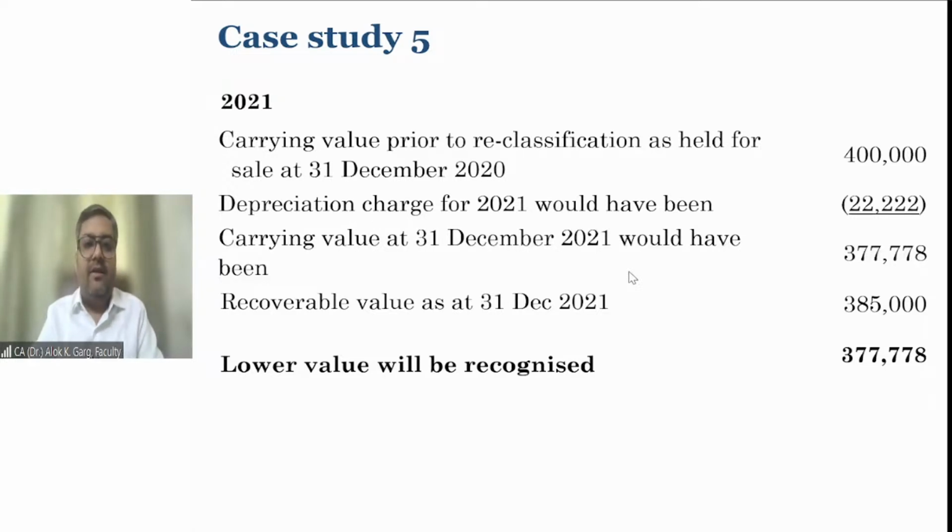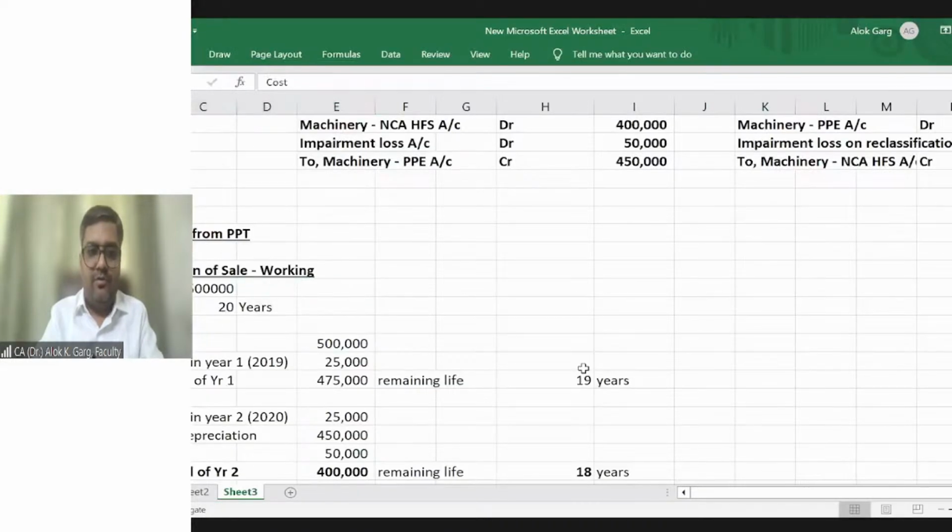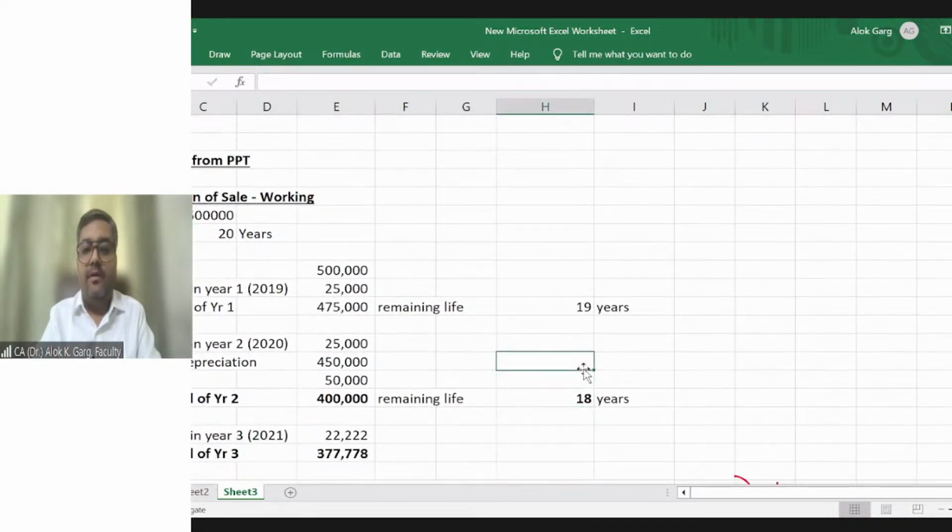Let me explain this again on the Excel file. So the case study 5 from PPT, plan of sale. Cost is 5 lakh, life is 20 years. Depreciation in the year 1, 25,000. Carrying value at the end of year 1, 4 lakh 75,000. Remaining life is 19 years. Now what happened? Depreciation in year 2. How to compute the depreciation in year 2? Closing carrying value divided by remaining life, 25,000. Value after depreciation comes out at 4 lakh 50,000. Impairment is 50,000. Carrying value at the end of year 2, 4 lakh, right? Remaining life is 18 years. What is the depreciation in the third year?